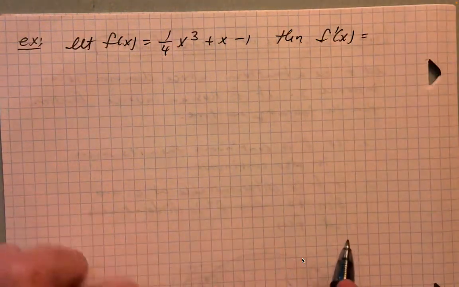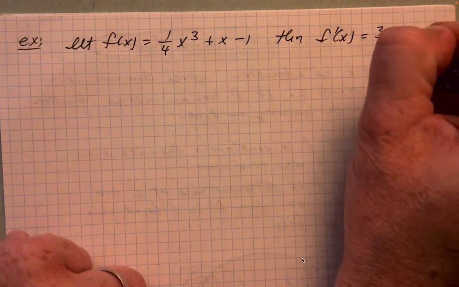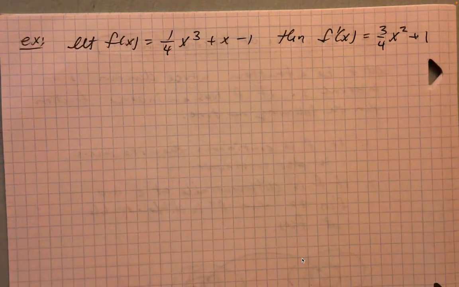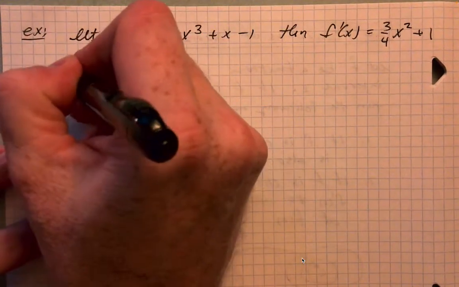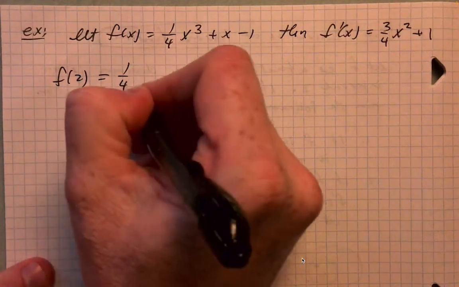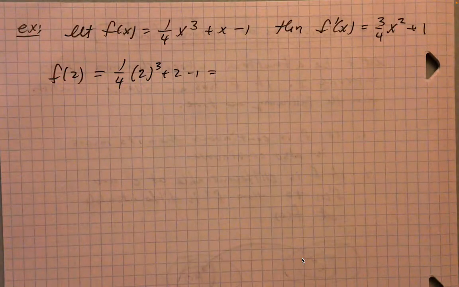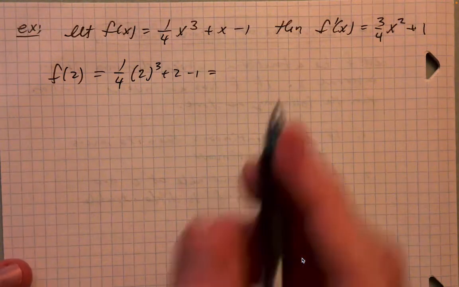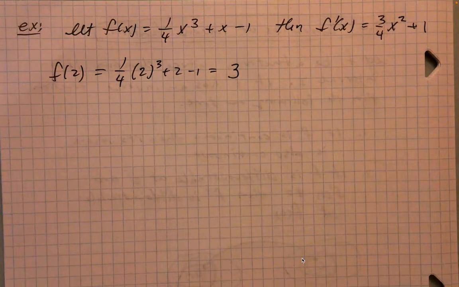And the derivative here would be 3/4 x squared plus 1. Okay, so that's our derivative. Now let's look at a specific point. So f of 2, for example, is equal to 1/4 times 2 cubed plus 2 minus 1. So when you do all of that math, you get 8/4 plus 2 minus 1, you get 3. Okay, so f evaluated at the point x equals 2 is equal to 3.